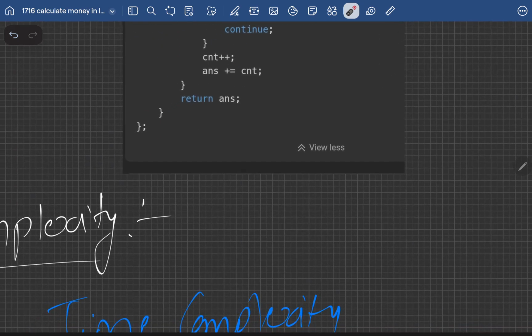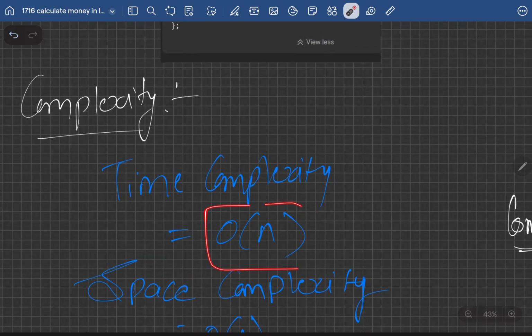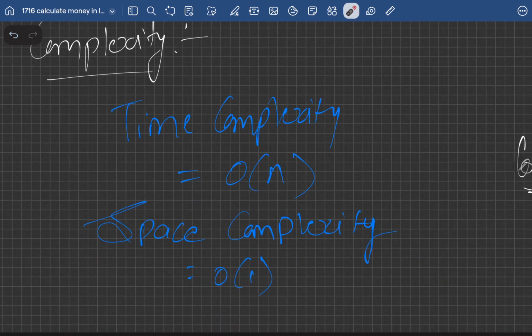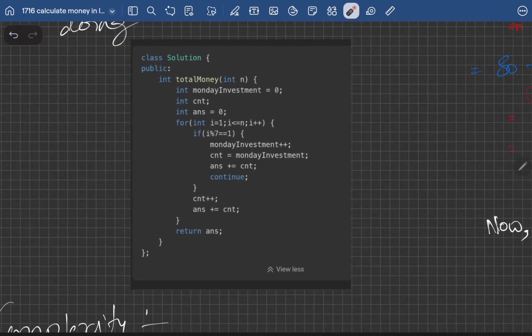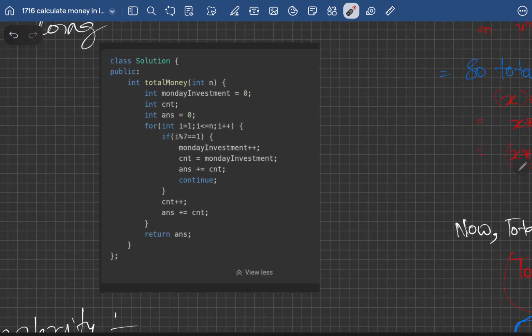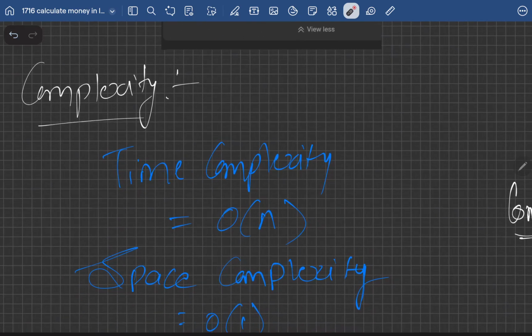Okay, so talking about the complexity, the total time complexity is order of n, because we are traversing one for loop of size n, and the space complexity is order of 1, because we haven't taken any extra space, just the remaining variables we took. So this is one solution. This is taking time complexity of order of n. So we have to reduce it.